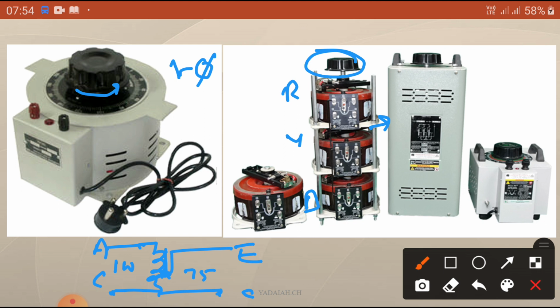Okay, so these are some practical examples of starters used in our 3-phase induction motors. Now, if you want to see the automatic, here is a manual operation only. There is no overload coil, there is no voltage coil. If you want to see the automatic conversion, we are going to use another example. You can see it.